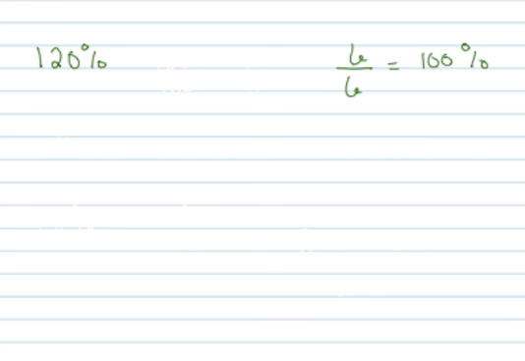So 120%, let's go ahead and put this first into a fraction. So 120% would actually be 120 per 100. And when we simplify that down, that's actually going to be 6 over 5. Now, when we figure out our decimal, 6 divided by 5 is going to be 1.2, or 1 2/10.